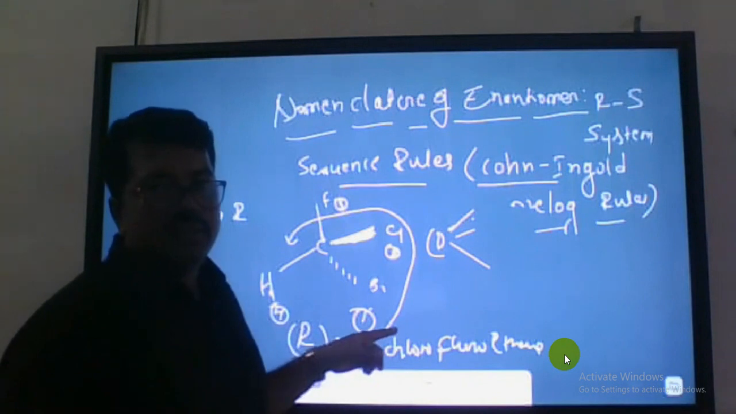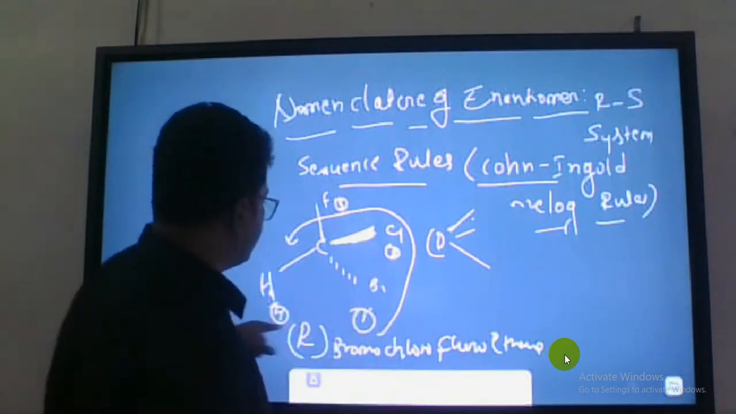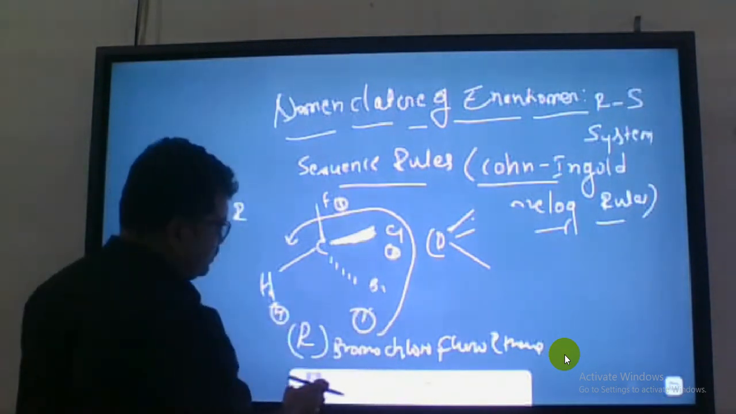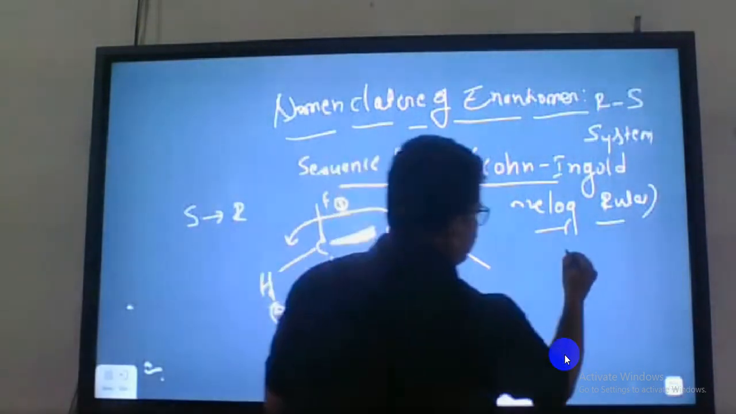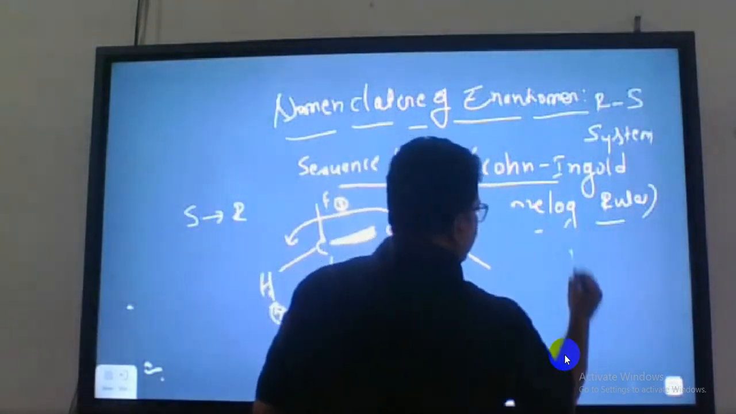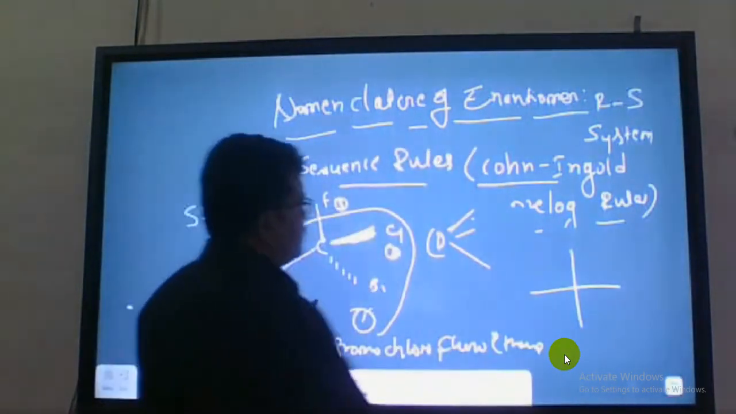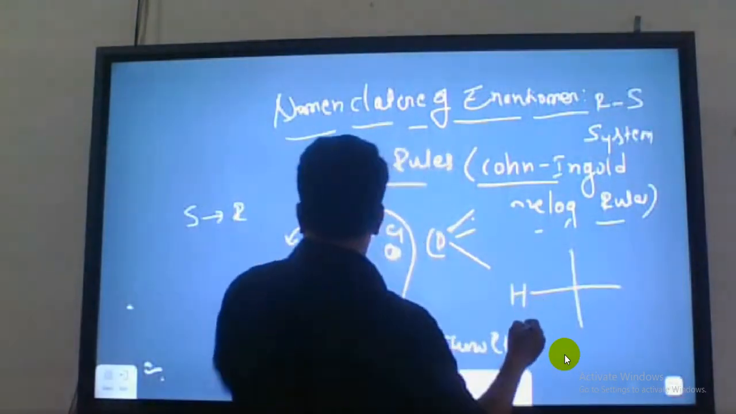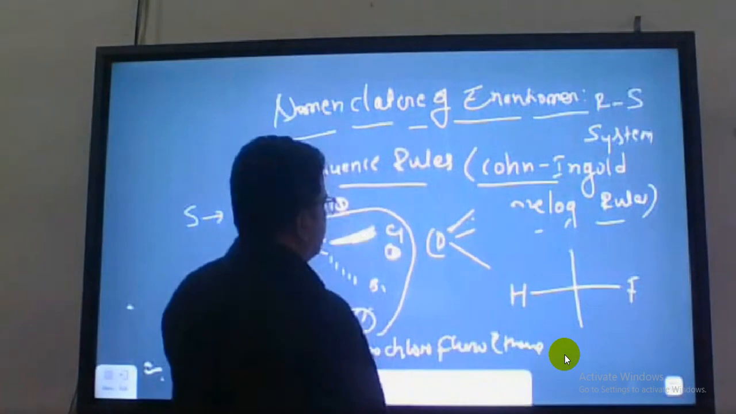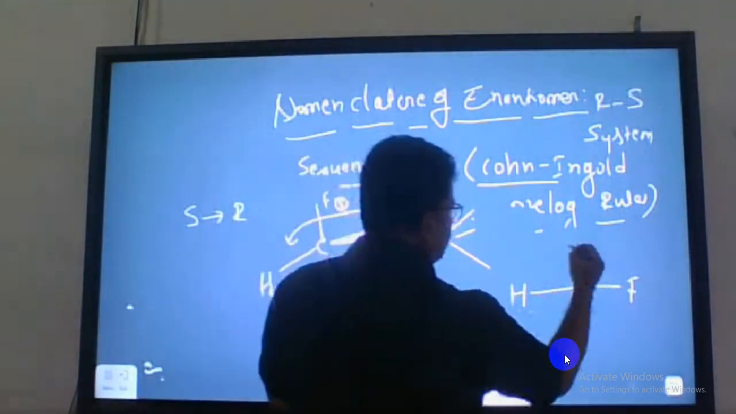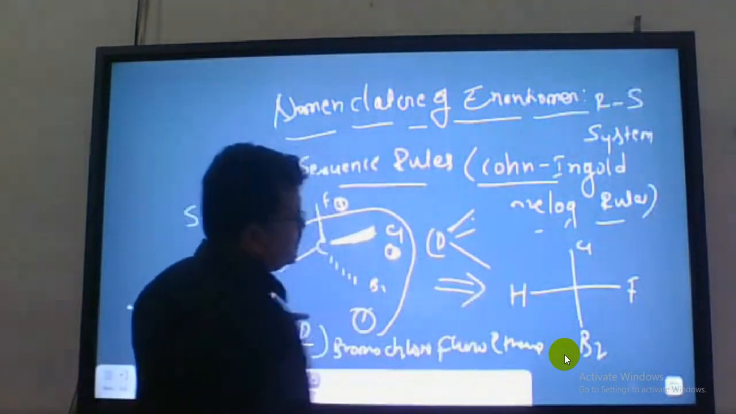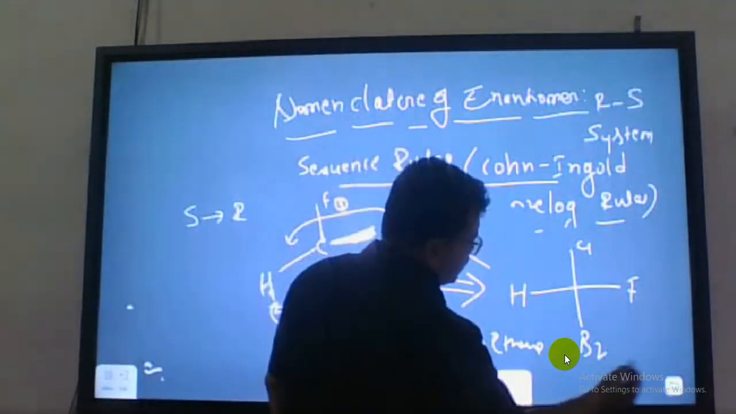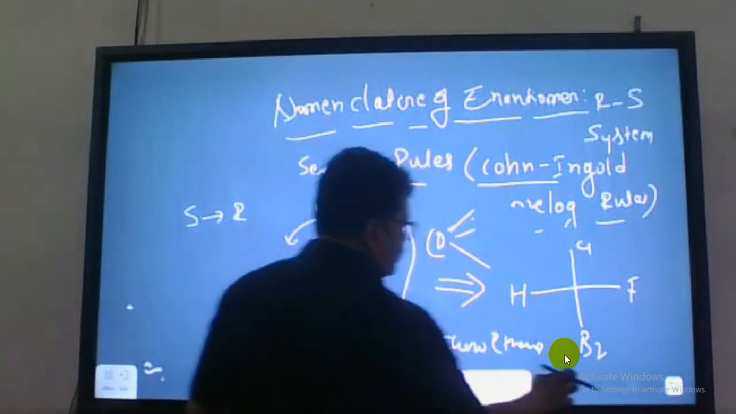So if we write this, writing the flying wedge formula, this is H and this is fluorine. This is fluorine, this is bromine and this is fluorine. Flying wedge formula. You write this one. Sorry, bromine goes above.